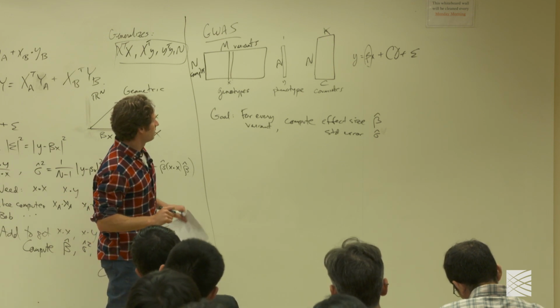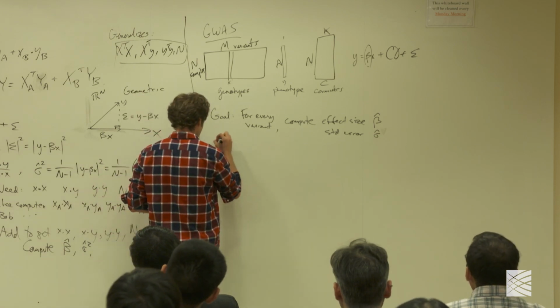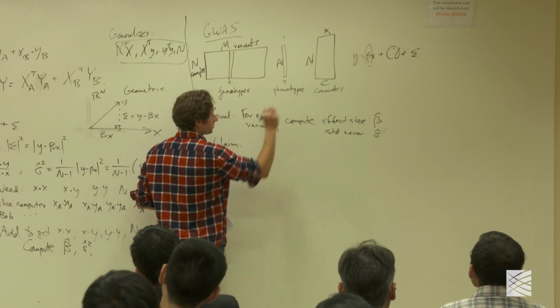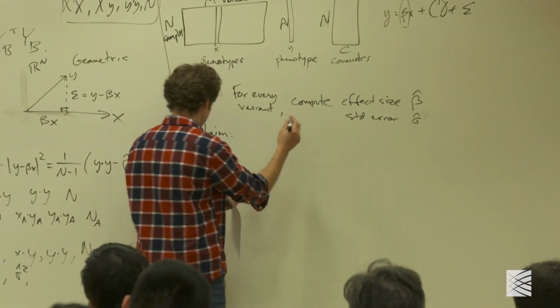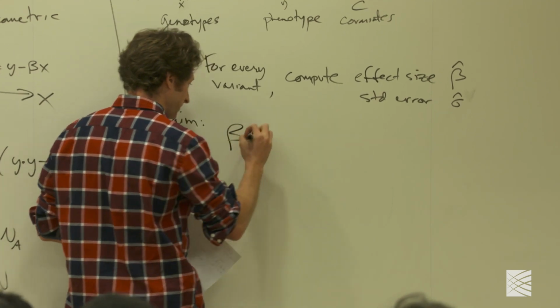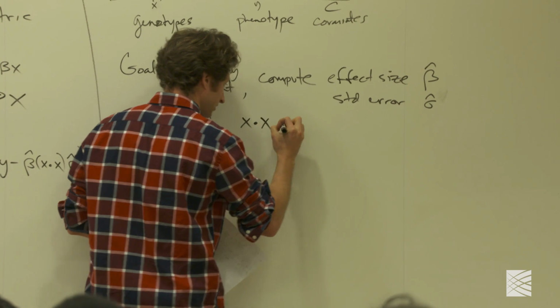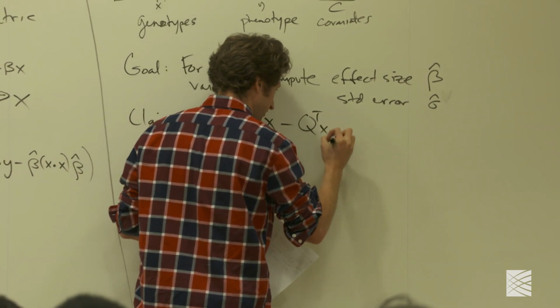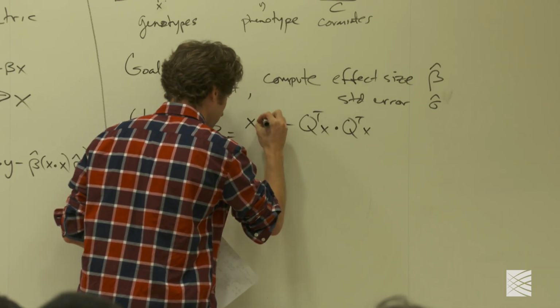OK, so I'm just going to tell you a formula, and then I'm going to justify it. My claim is that, and I'll just focus on the beta, the formulas for the standard error are analogous to what I wrote over here, and they're in the notes as well. The claim is that beta hat is given by the following: x dot y minus q transpose x dot q transpose y, over x dot x minus q transpose x dot q transpose x. Sorry, the numerator should have a y.